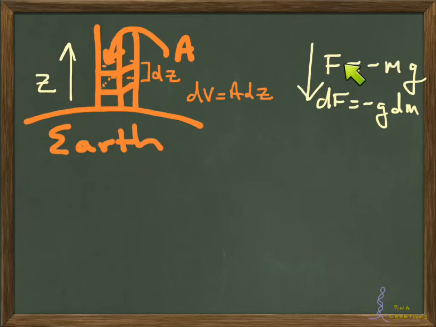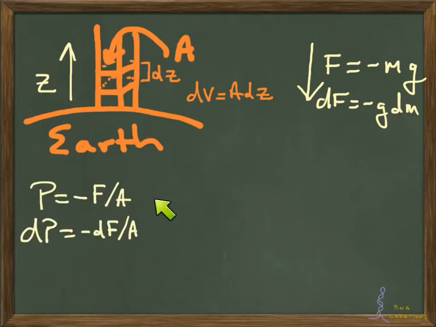The force due to gravity is downward, and because it's in the opposite direction of z, it gets a minus sign. g is constant, so a change in force, dF, is equal to minus the constant g times dm, the change in mass. Next, we consider pressure, which we know is equal to force per area. In this case, it's minus F because of the minus sign that we just considered. Then the change in pressure as we go upward is equal to minus dF, the change in the force, divided by A, which does not change because it's constant.